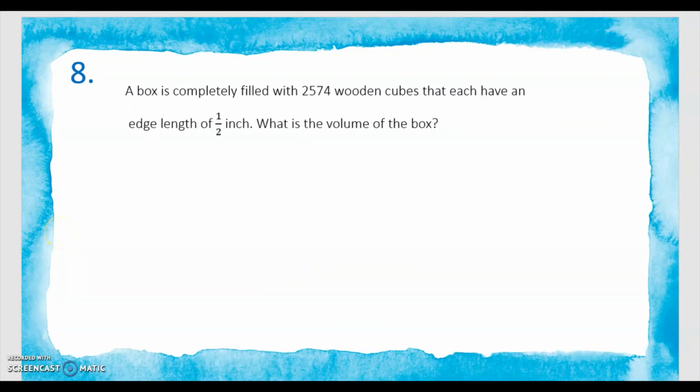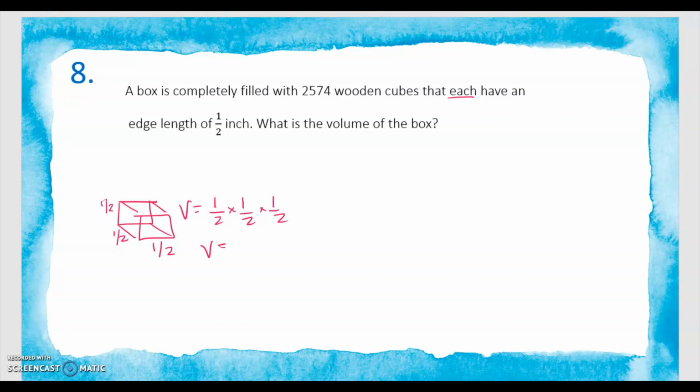Okay, for number 8, it says a box is completely filled with 2,574 wooden cubes that each have an edge length of 1/2 inch. Okay, so let me draw a quick picture for you. This is the small cube inside. It has a length of 1/2, a width of 1/2, and a height of 1/2. Therefore, to find the volume, we would do 1/2 times 1/2 times 1/2.